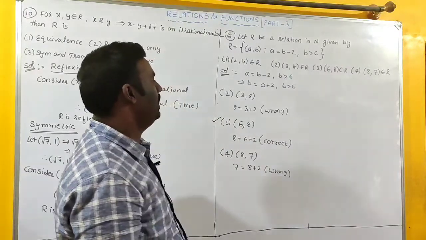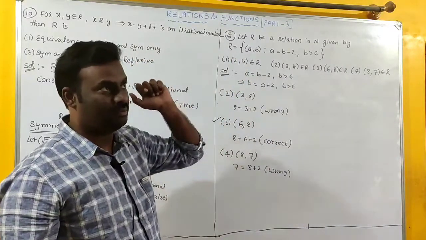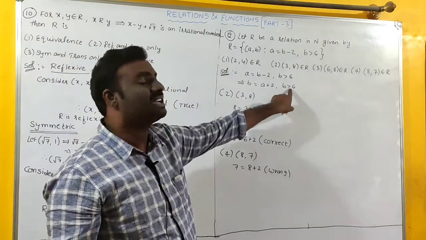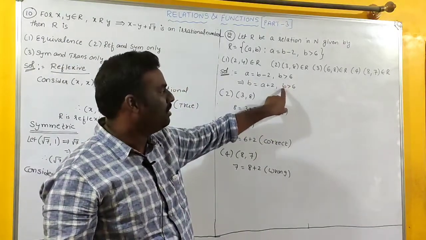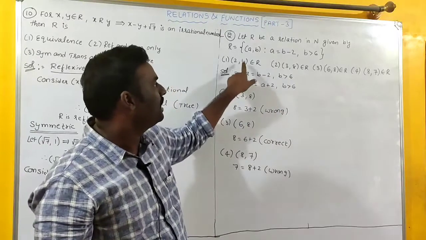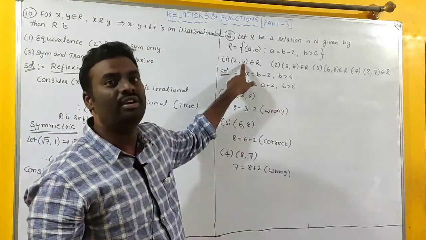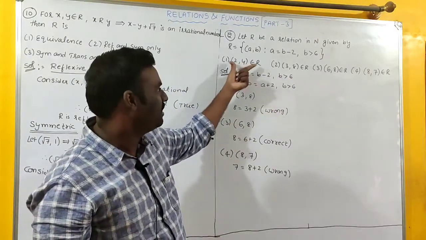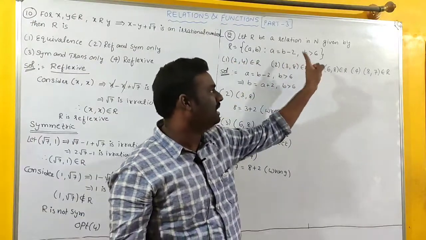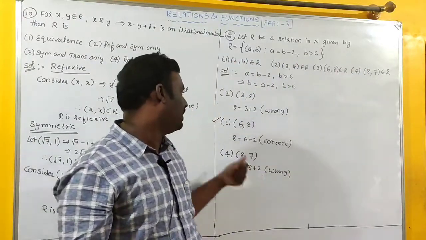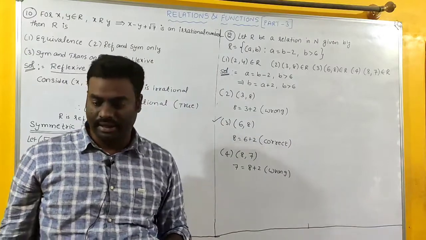Students, why am I not verifying the first option? Because here the condition is clearly mentioned, B value is more than 6. But here B value is 4. 4 is not more than 6. That's why this does not exist. That's why I verified second, third and fourth. So finally the third option is the correct answer.